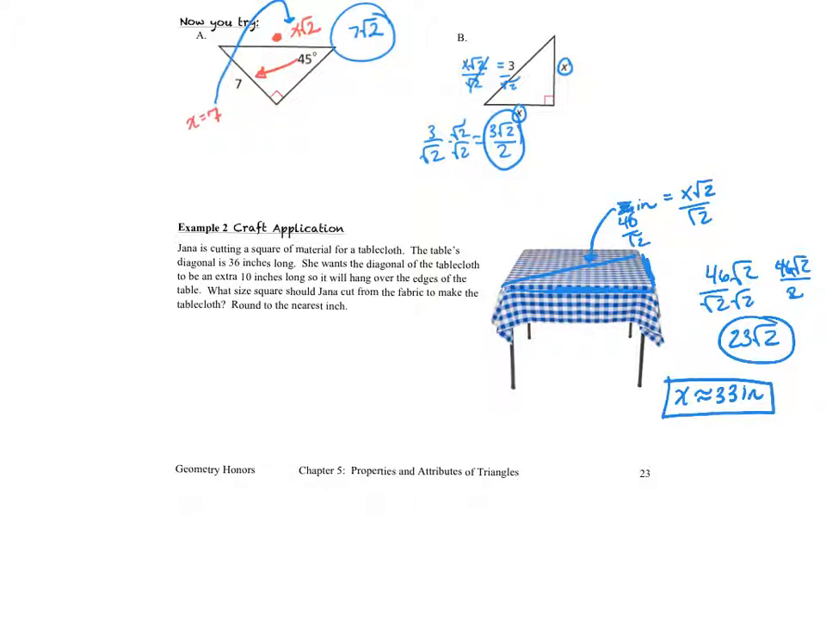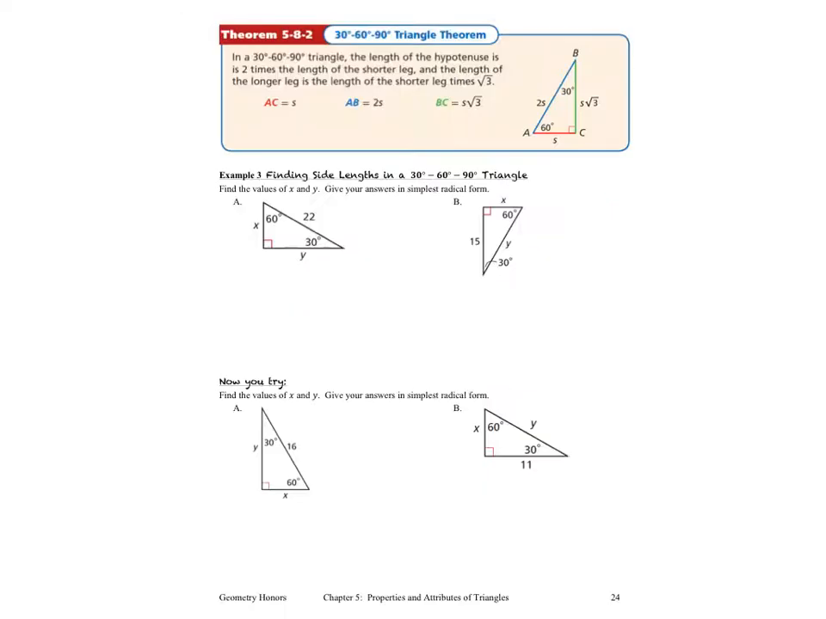So that 23 radical 2, it's really multiplication. You can type 23 times radical 2 in your calculator. This is the same idea, except it's a 30, 60, 90 triangle. So across from the 30 every time we'll have x, or s in this case. Across from the 60 we'll have x radical 3, and across from the hypotenuse will be 2x.